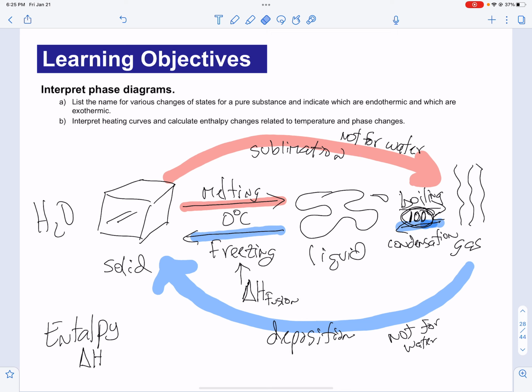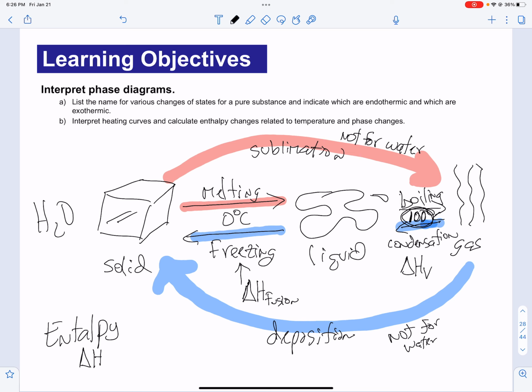The energy required for the boiling or condensation to happen, we're going to call it the enthalpy of vaporization, and that's given by the amount of energy required per amount of substance, either in grams or moles. So remember that diagram, that will be helpful. So that's what we're going to be talking about.